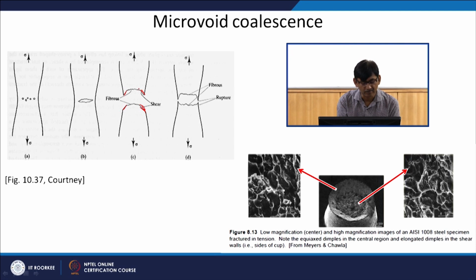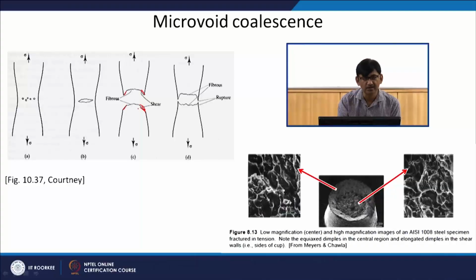So, you will get a fibrous appearance here because of those micro voids coalescing with each other, and the shear on the outside, and this is what is going to give you a cup and cone type of fracture features. You can see that there is a flat region and then there is a raised region here which looks like a cup, and in this case it looks like a cone. So, this is how the whole deformation takes place.